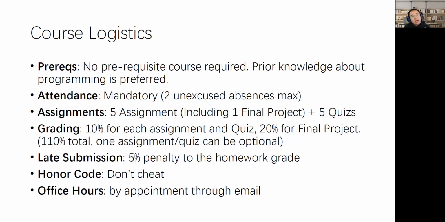And about grading, it's 10% for each assignment and quiz, and 20% for the final project. In total, we have 110%, but finally the maximum grade will be capped to 100. So I will allow you to skip at most one of the assignments or one of the quizzes. That depends on you, right? One assignment and quiz can be optional if you want to get good grades, because of course no one will get full mark, 100%. So you probably want to do all the assignments and all the quizzes. That will greatly benefit you. You will receive bonus marks for your final grade.